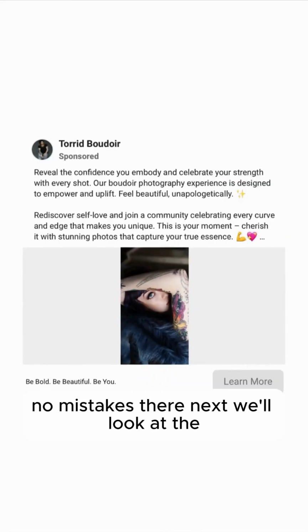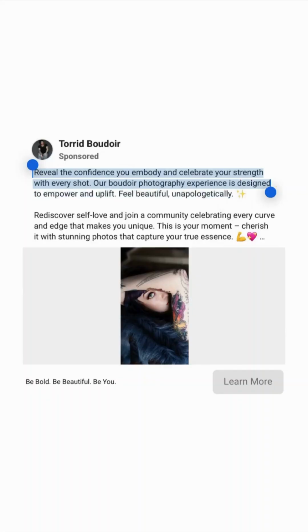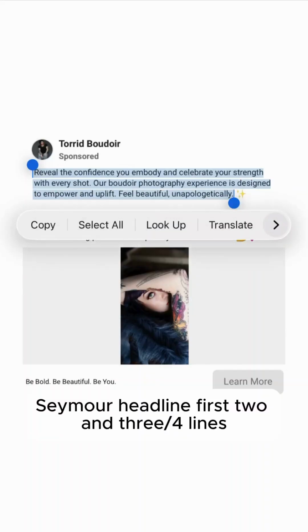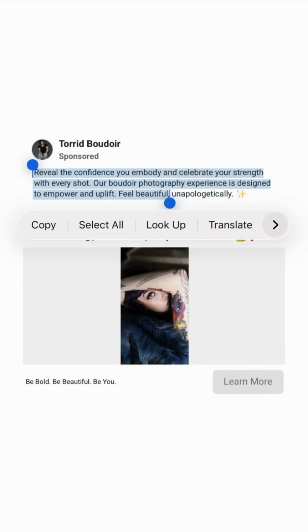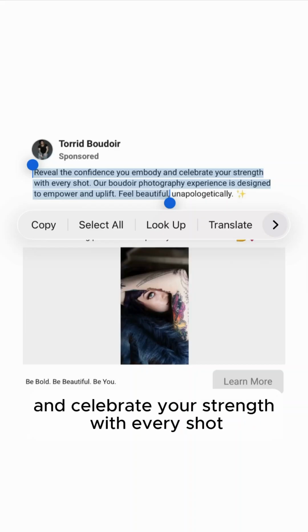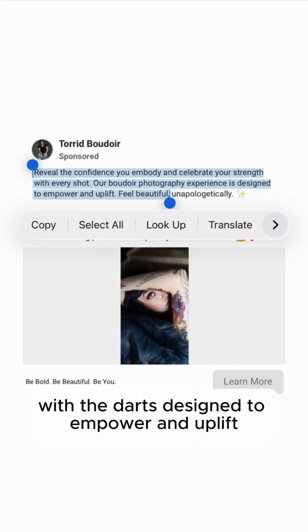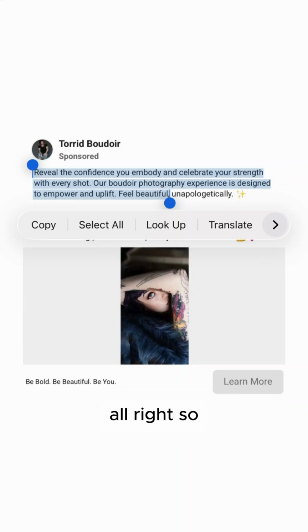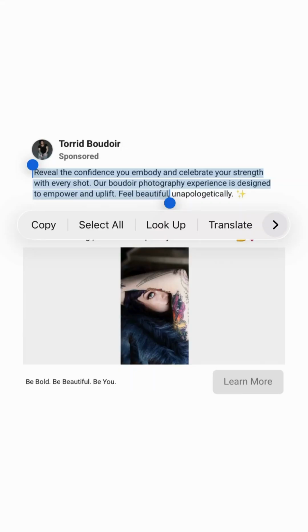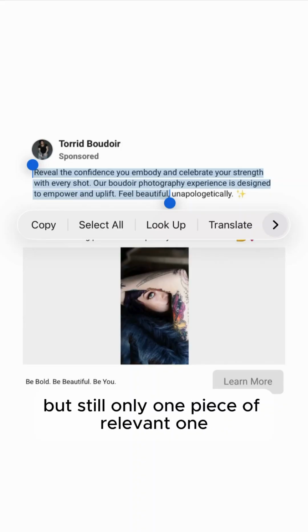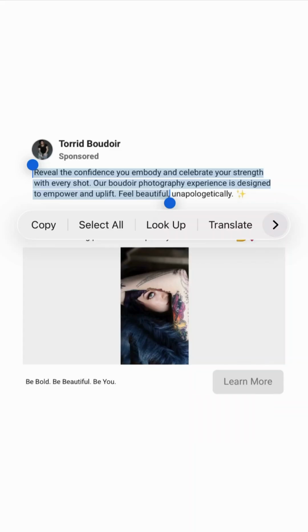Next, we'll look at the see more headline, first 2 3/4 lines, Facebook newsfeed mobile. Actually, that's probably getting cut off. Reveal the confidence you embody and celebrate your strength with every shot. Or with left targets designed to empower and uplift. All right, so yeah, we only got one type of specific context here. Repeated different ways a bunch of times, but it's still only one piece of relevant context.